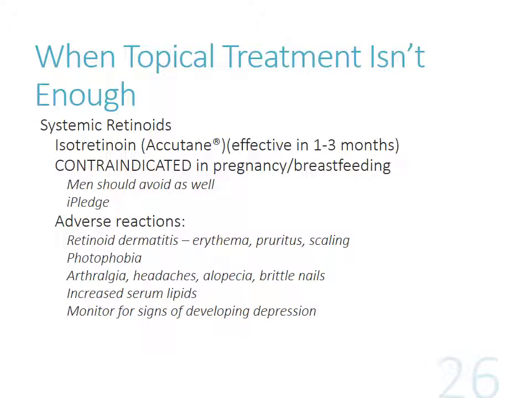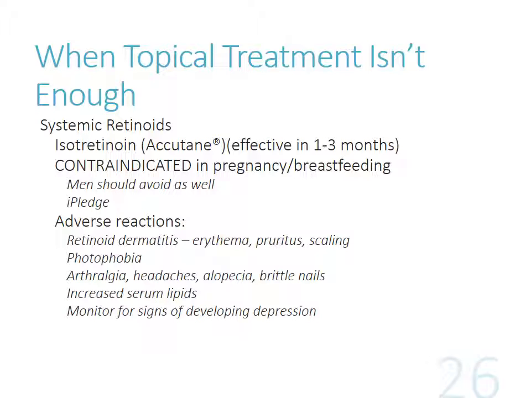So this one's going to be isotretinoin, also known as Accutane. This can be effective for treating very severe acne within 1 to 3 months, but it is absolutely contraindicated in pregnancy and breastfeeding. And actually, men should be avoiding this as well if they are sexually active, because they can have some transference of that and it can lead to some adverse fetal effects.